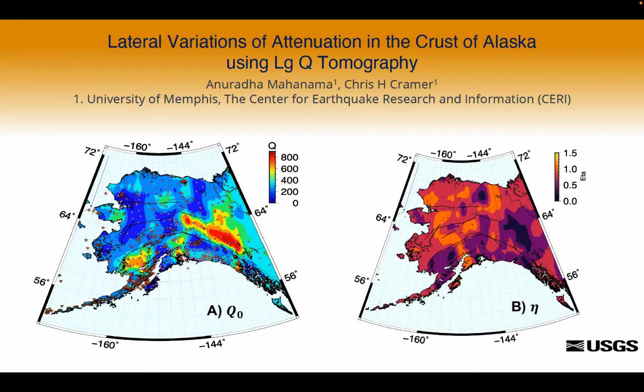We have done a Lg Q tomography study to learn more about the lateral variations of attenuation in the crust of Alaska. The main motivation behind this study is the poor estimation of ground motion using the present ground motion models that we use for Alaska. We thought of having a better idea of the attenuation, so that we can adjust and get better estimations for crustal attenuation.